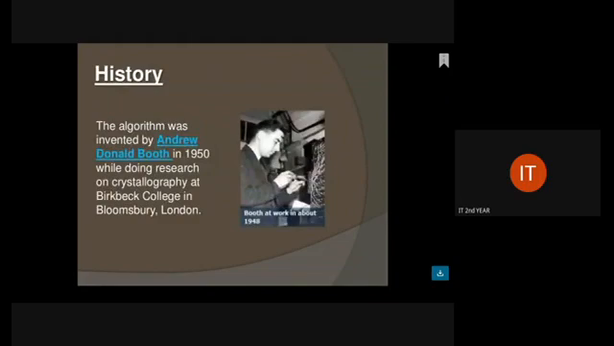Coming to the history, this algorithm was invented by Andrew Donald Booth in the year 1950 while he was doing research on crystallography at Birkbeck College, Bloomsbury, London. Through that research project, he introduced a new concept called Booth multiplication algorithm. As he invented it, he named this algorithmic procedure after himself.